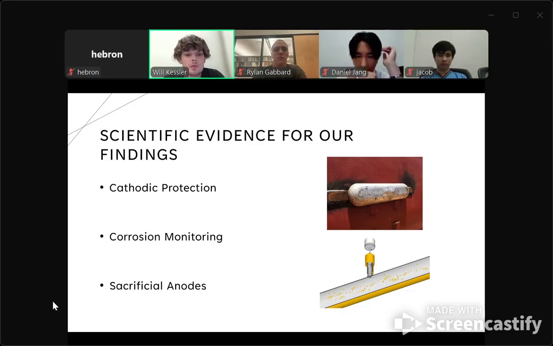And then the last one, sacrificial anodes, are metals that are typically placed on top of a structure to delay the effects of corrosion on the main surface. Corrosion monitoring would be used with sacrificial anodes because it would tell you when you need to replace that anode or that top coating or layer.